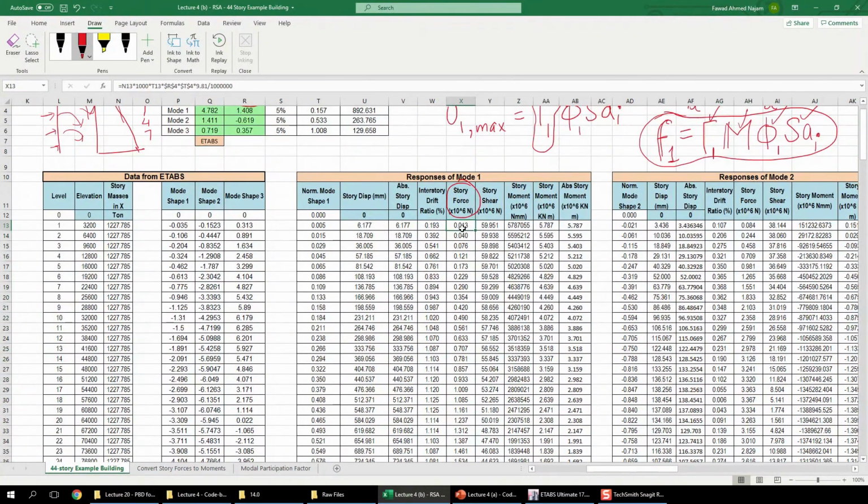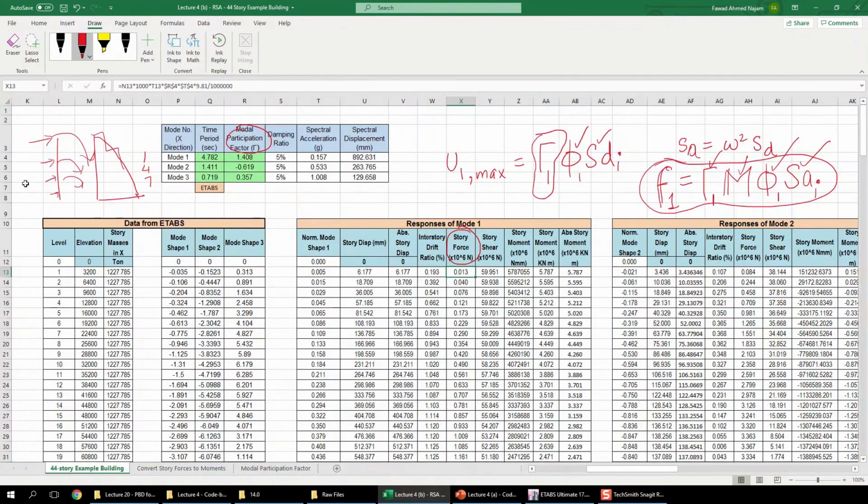You can write or make your own formula also to sum all the moments of the story forces, to calculate these story moments, and you can convert them into some convenient units also. And for the purpose of plotting, some of the stories will have negative moments, some will have positive moments, mostly for mode 2 and mode 3. So I also take the absolute values of these moments for the purpose of plotting.